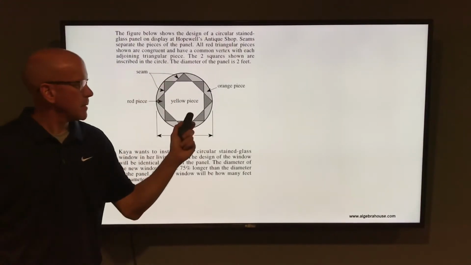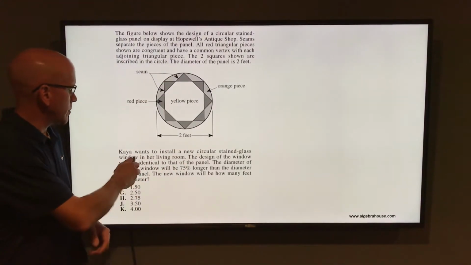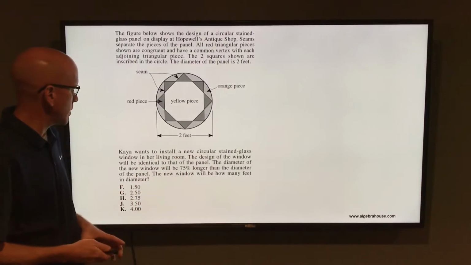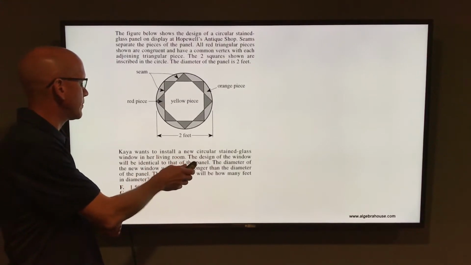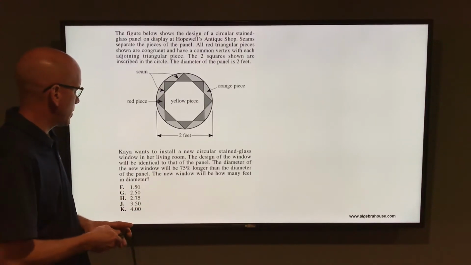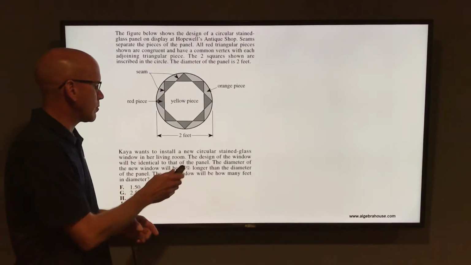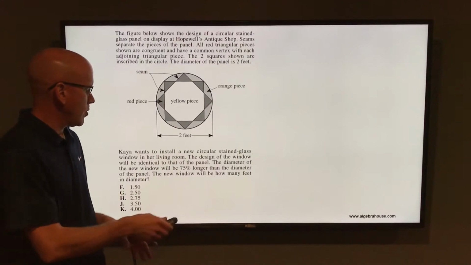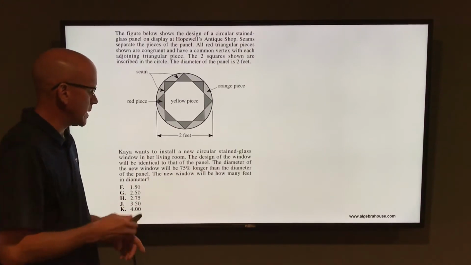Same description, same picture, and for the third time, different question here. Kaya wants to install a new circular stained glass window in her living room. The design of the window will be identical to that of the panel. The diameter of the new window will be 75% longer than the diameter of the panel. The new window will be how many feet in diameter?